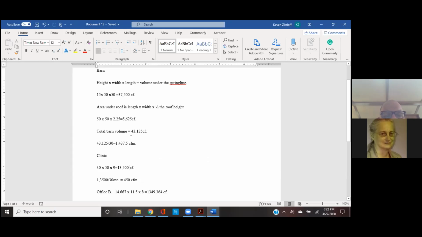So what is our total barn volume? 43,125 cubic feet of air in that barn, right? Right, but per minute, if each of those 12 by 12s pushes 1,000 cubic feet per minute, then we only need 14 of them for the whole space. Is that this number here? Yeah, 1437.5 divided by 1,000 cubic feet per minute will give us the number of 12 by 12 registers we have to have. So we're going to go with 12 by 12.